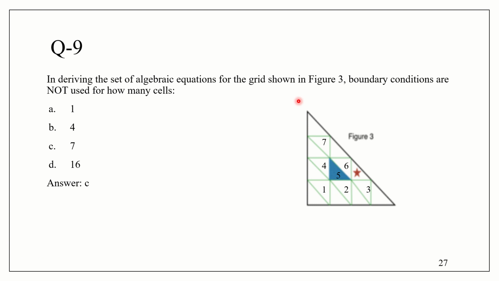So this is figure 3. The question is about boundary conditions not being used for how many cells. Whatever cells do not come under the influence of the boundary, we would not be using boundary conditions for. In the first question a wall boundary condition was given, which states that velocity at the walls is 0. Similar to that, any conditions could be put in the boundary. Apart from that, we need to count how many cells are remaining. If we take the total number of cells, we have 1, 2, 3, up to 16. There are 16 cells which are used.